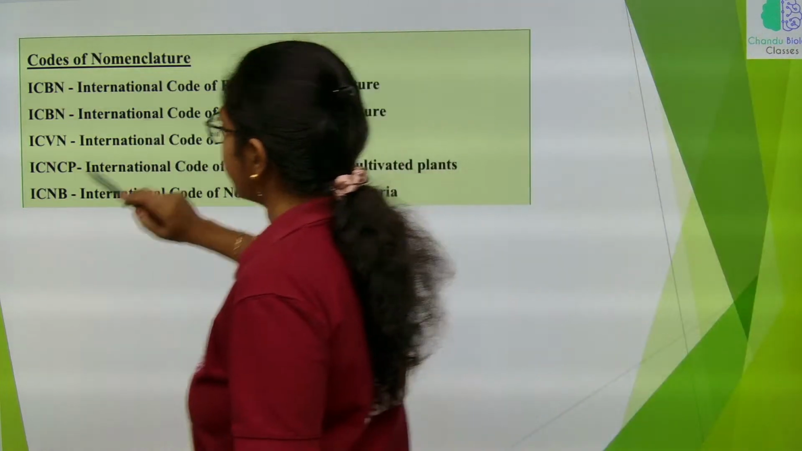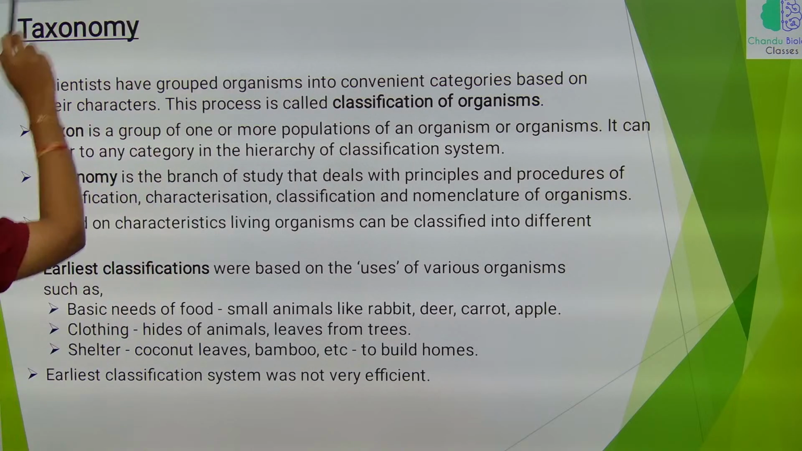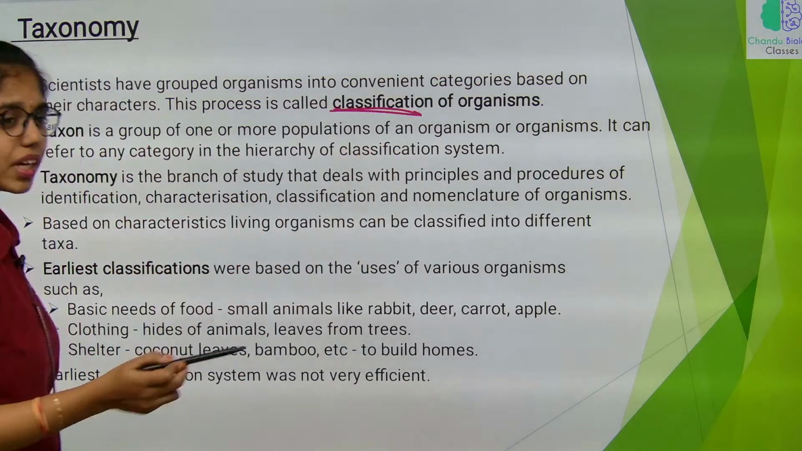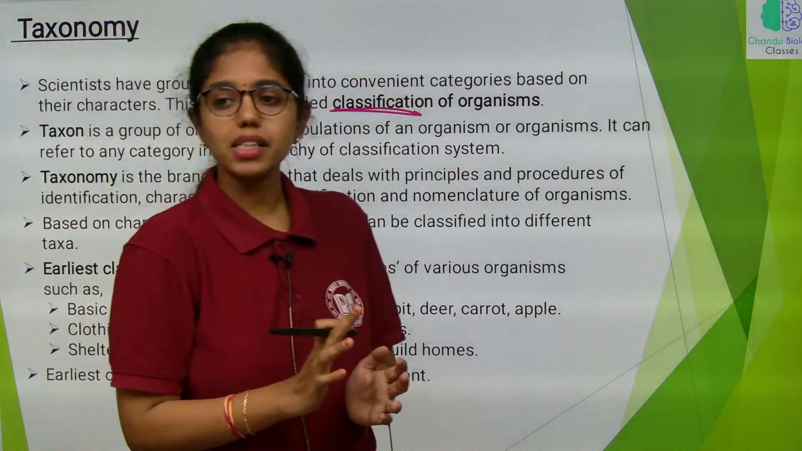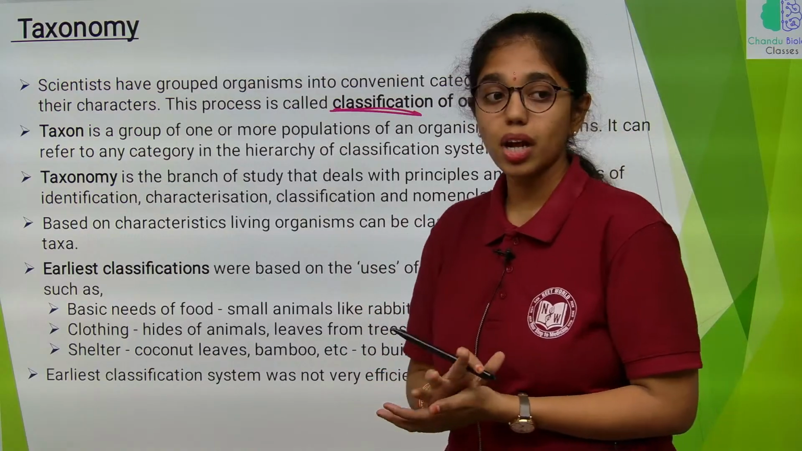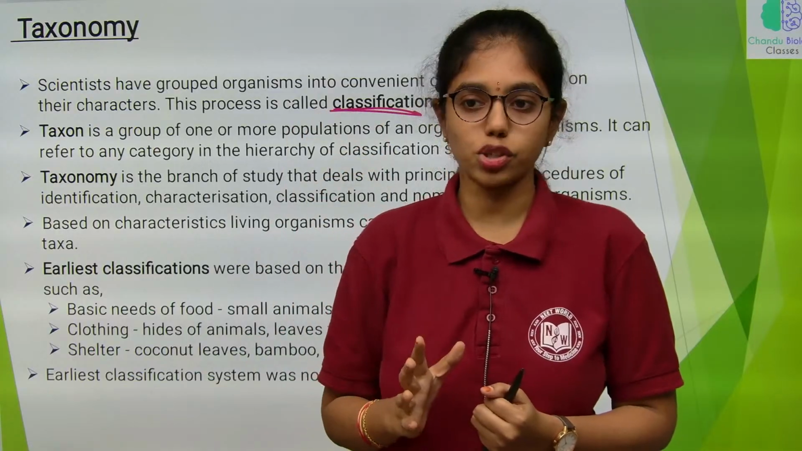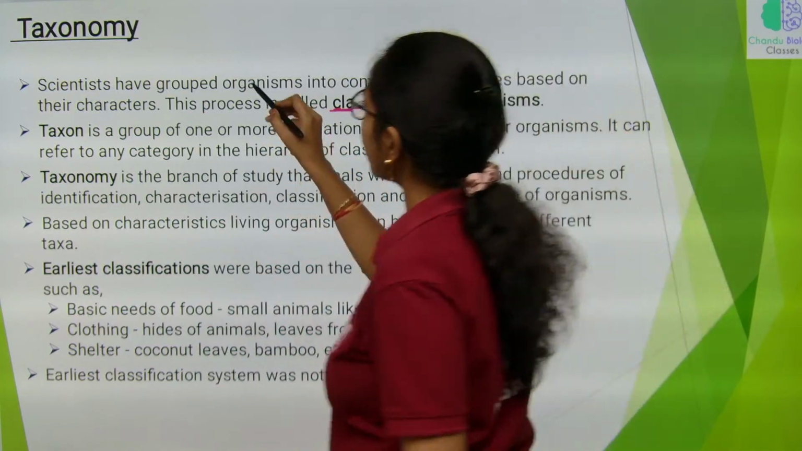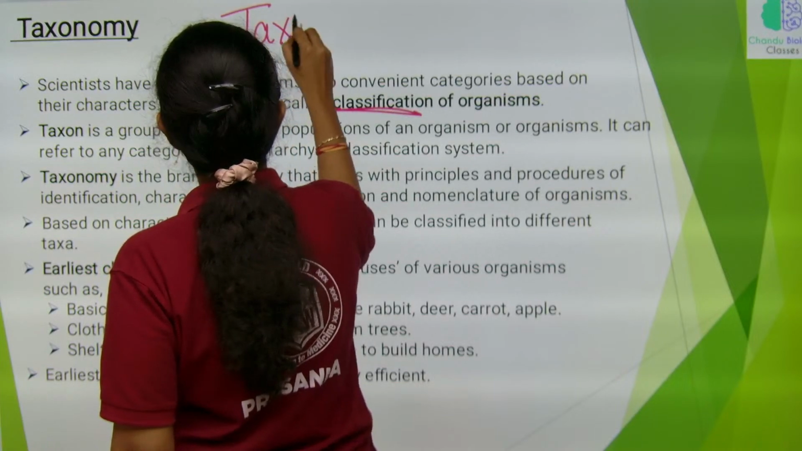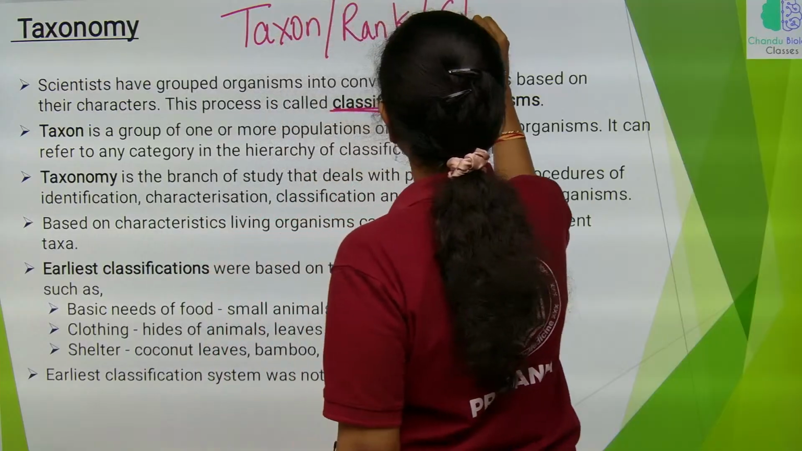And then taxonomy. Scientists have grouped organisms into convenient categories. This process is called classification. Classification is nothing but grouping organisms based on their convenient categories. What is taxonomy? Placing them in different taxa or categories is called taxonomy. So taxon is also called rank, also called category.